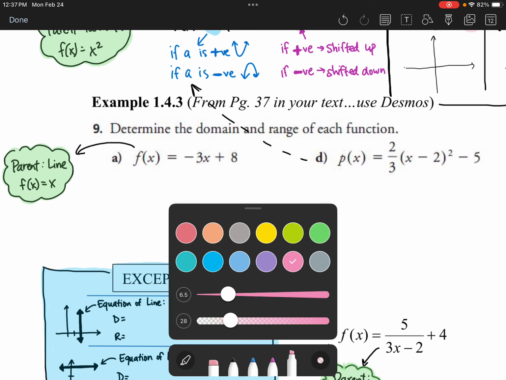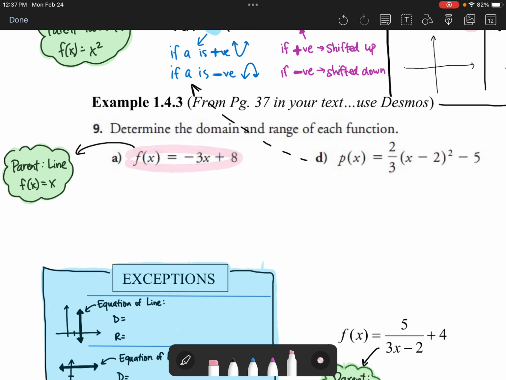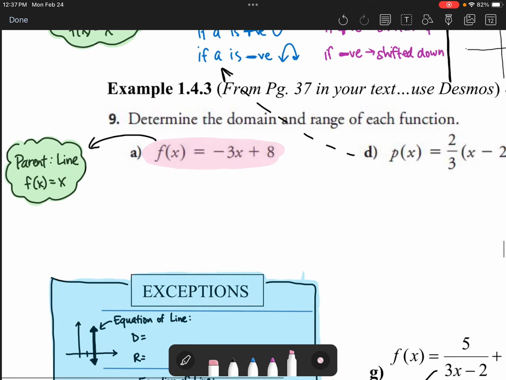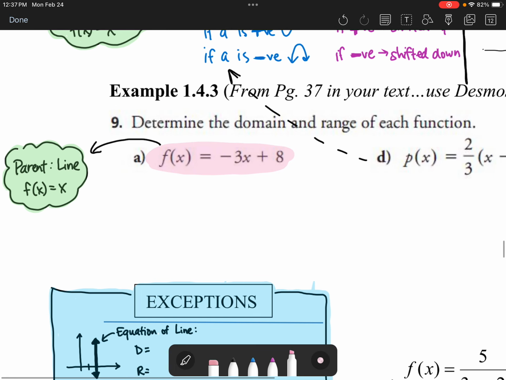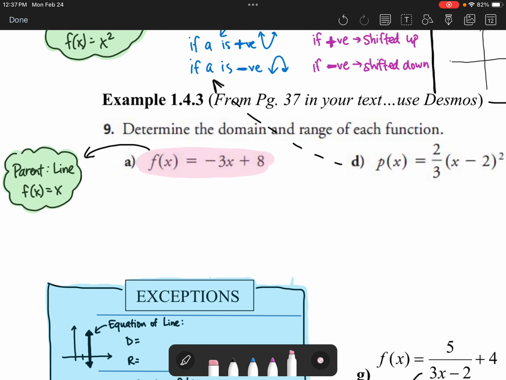Now this is an example of a linear function. Why? Because the x doesn't have an exponent, it has a slope of -3, and it has a y-intercept of 8. We don't really need to know that. My main goal is to just identify that x has just an exponent of 1. In that case, our parent line looks like f(x) = x. So determine the domain and range for this diagonal line.